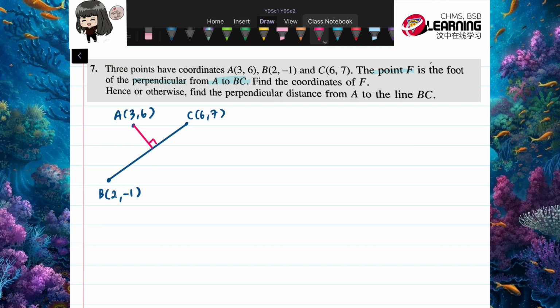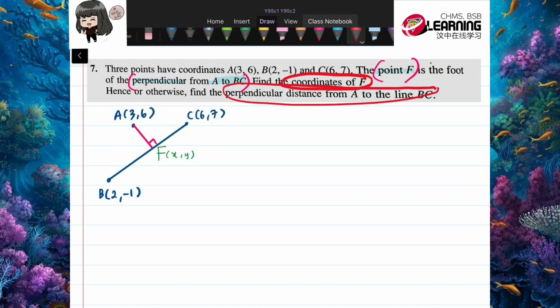This is what it means for this question. Point F is the foot of the perpendicular from A to BC. So this A going down all the way, this is F. F you don't know, it's an unknown, so (x, y). Find the coordinates of F. This is your first question here. Hence or otherwise, find the perpendicular distance from A to the line BC. This is your second question.